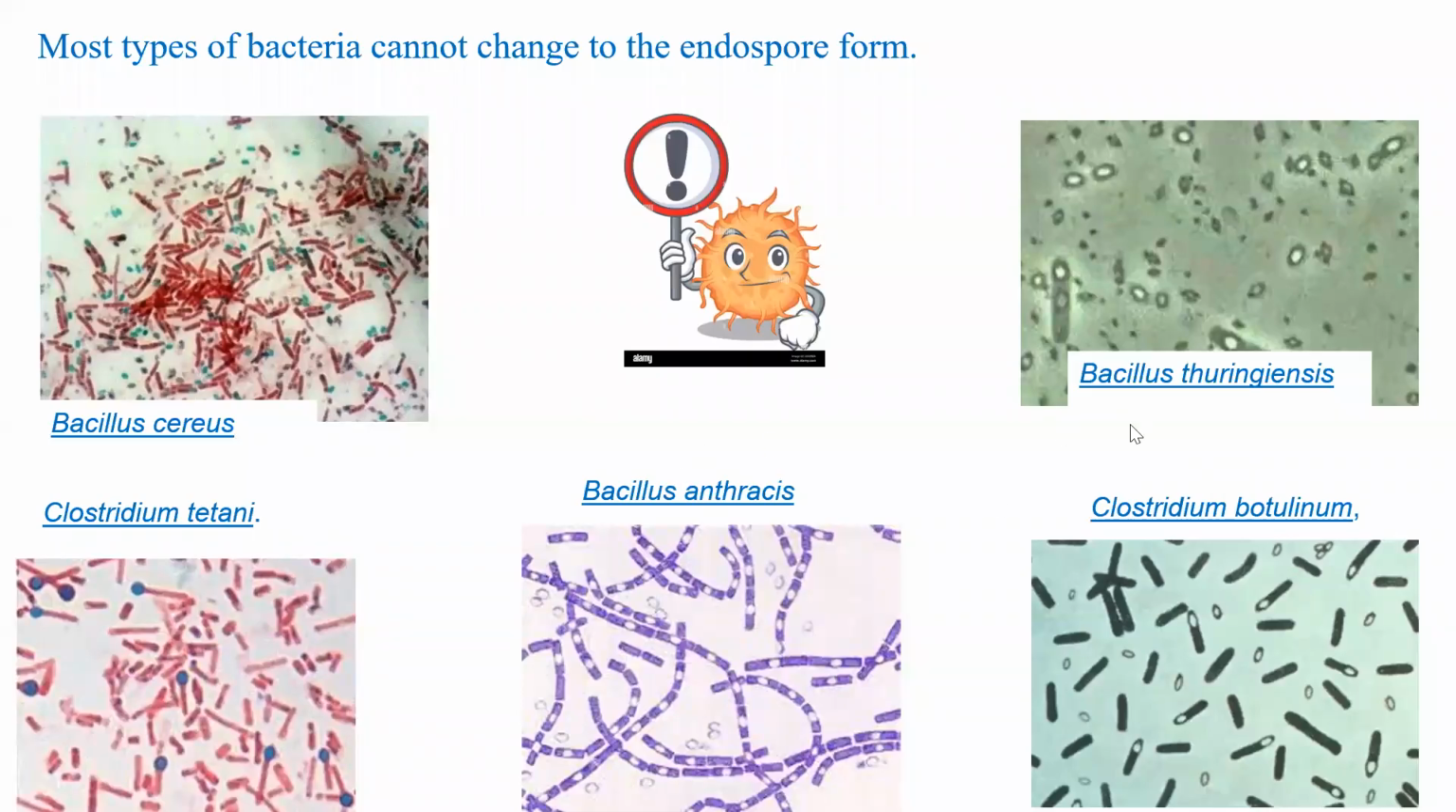Most types of bacteria cannot change to the endospore form. Those who are able to form endospore are Bacillus cereus, Clostridium tetani, Bacillus anthracis, Clostridium botulinum, and Bacillus thuringiensis.